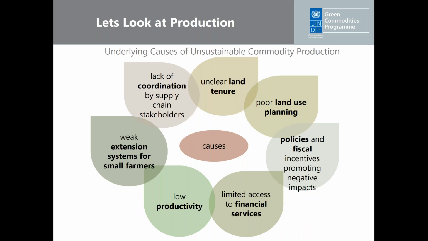Now let's look at the production side and some of the underlying causes of unsustainable commodity production. There are many issues to consider, and these include unclear land tenure, poor land use planning, policies and fiscal incentives that promote negative impacts, for example, policies that promote forest clearing or overharvest of fisheries, limited access to financial services, including credit, microcredit, low productivity because of outdated forest practices and farming practices, weak extension systems for small farmers in rural areas, and a lack of coordination by supply chain stakeholders.